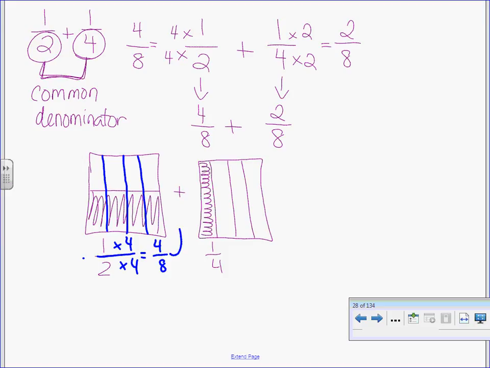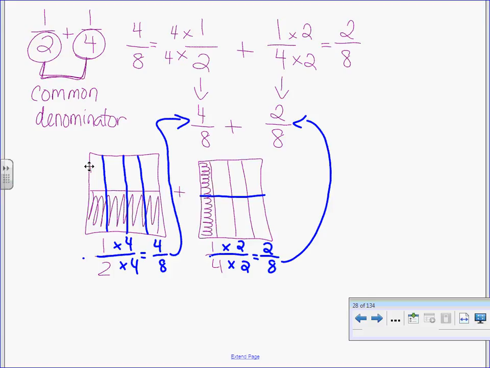Do y'all see that connection here? So there's my 4 eighths. Now, to the 1/4 box, I want to do what I originally did to the half box, which was what? Talia? I drew one horizontal line, which gives me how many rows? 2 rows. So 1 times 2 is 2, and 4 times 2 is 8. And there's my 2 eighths. Do y'all see the connection? That's why it works to multiply the fractions times the opposite denominator.